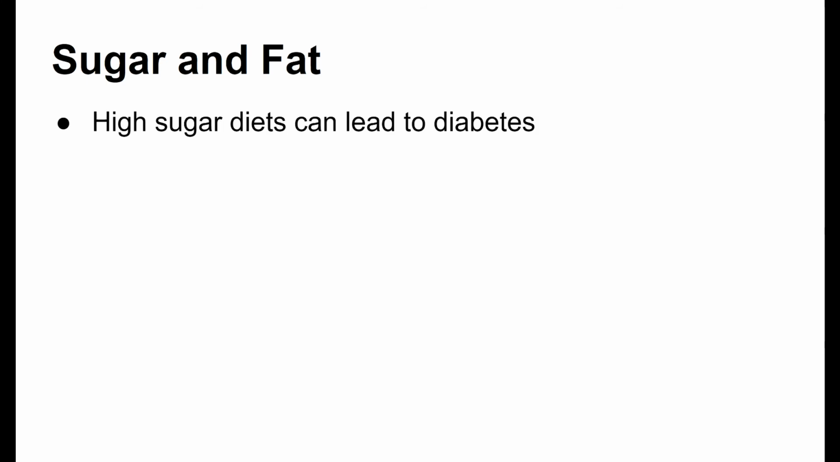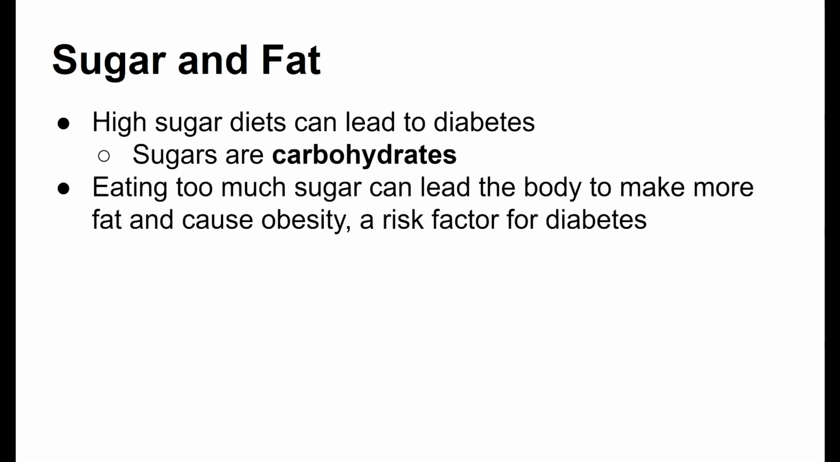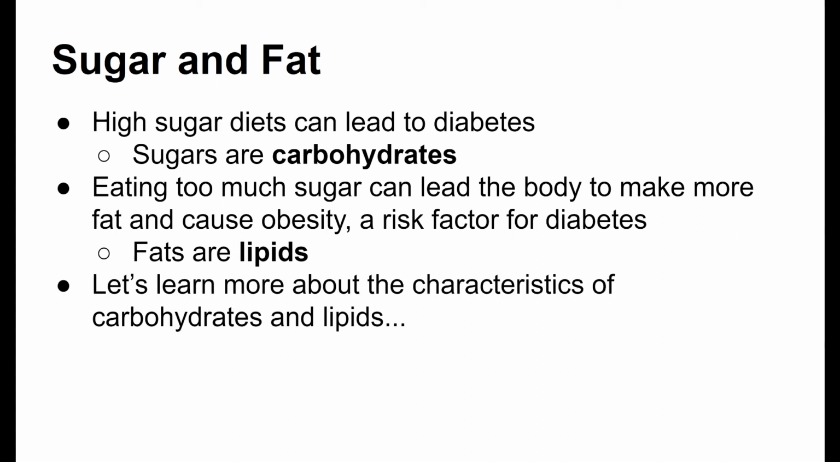Now, how does this connect to diabetes? Well, we already saw that high sugar diets can be one of the things that can lead to type 2 diabetes, and sugars are a type of carbohydrate. Remember, that's one of the molecules we'll be talking about today. And if you eat too much sugar, that can make you fat, that can cause obesity, and fats are lipids. So if we know more about carbohydrates and lipids and how they work, we'll be able to make a better connection with how they're involved in type 2 diabetes.